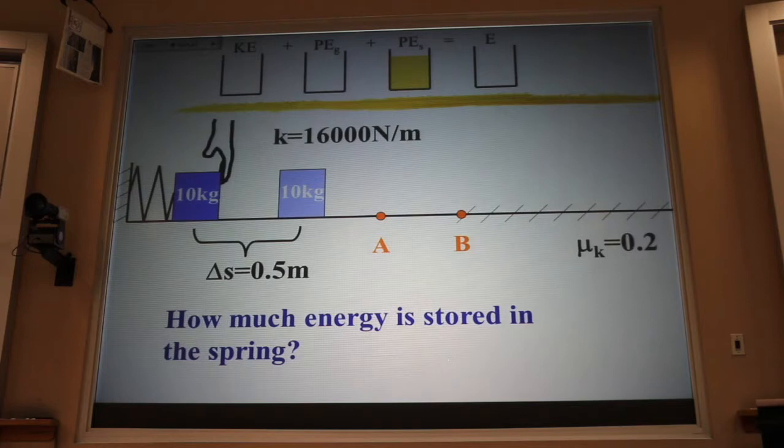Now, if I take a half and square it, I get a 4. Half of a fourth is an eighth. An eighth of 16,000 is 2,000 joules. Now, that's the total energy of the system because the block's not moving and the block is on the floor.